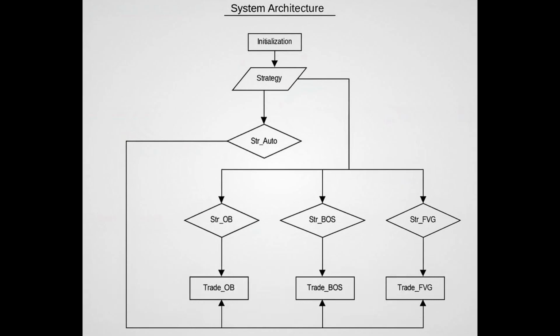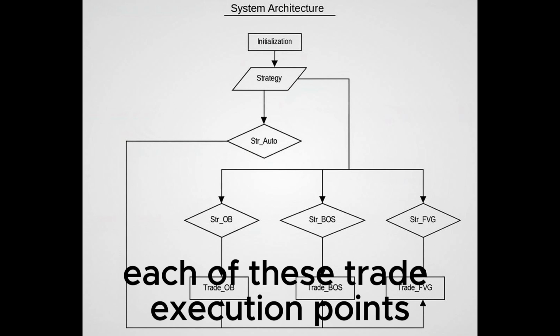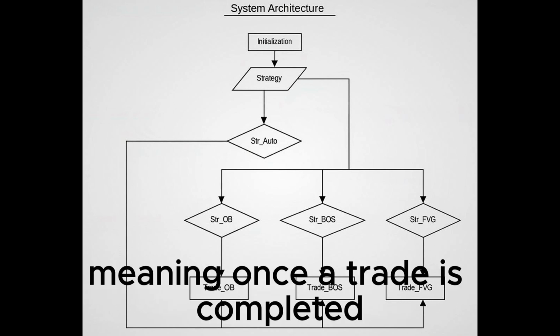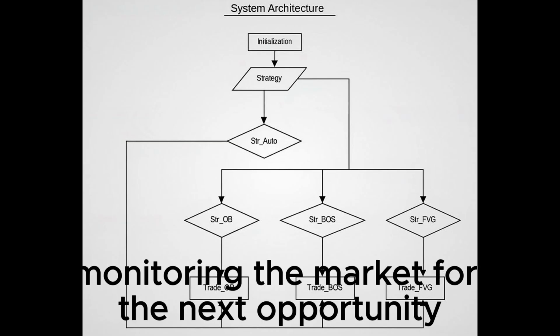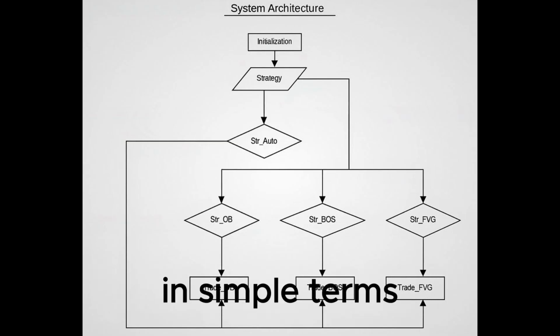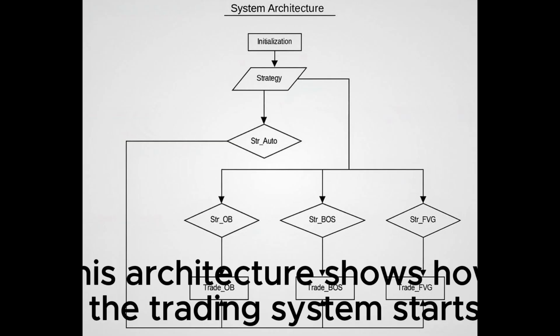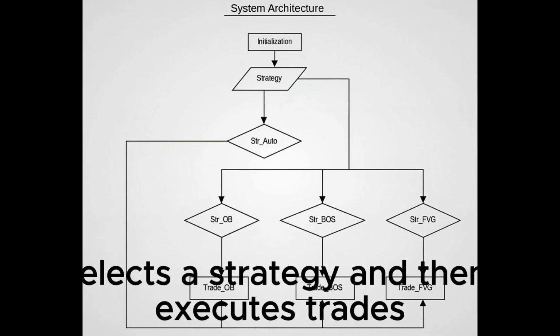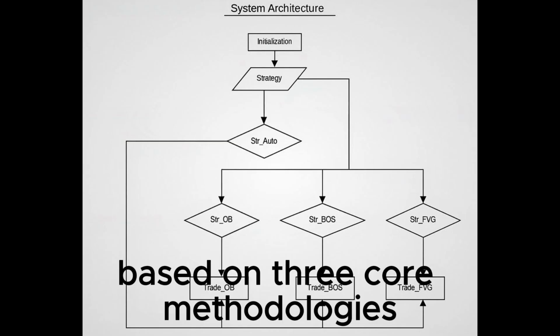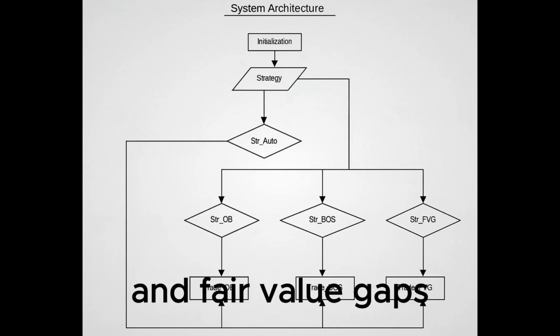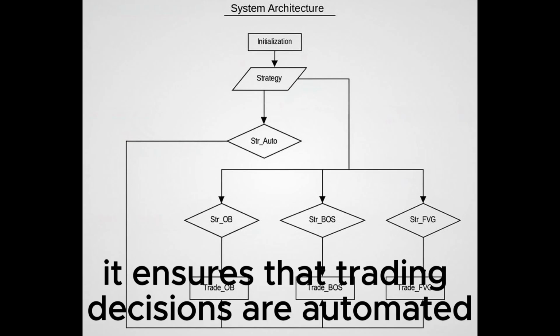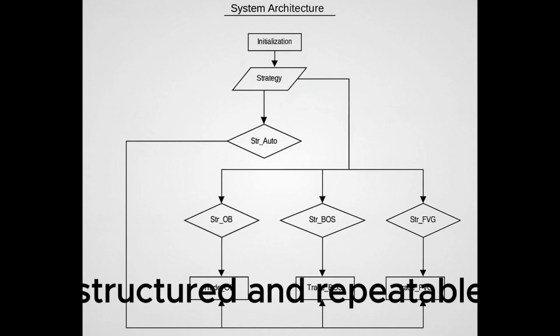Each of these trade execution points loops back into the system, meaning once a trade is completed, the system resets and continues monitoring the market for the next opportunity. In simple terms, this architecture shows how the trading system starts, selects a strategy, and then executes trades based on 3 core methodologies: order blocks, break of structure, and fair value gaps. It ensures that trading decisions are automated, structured, and repeatable.